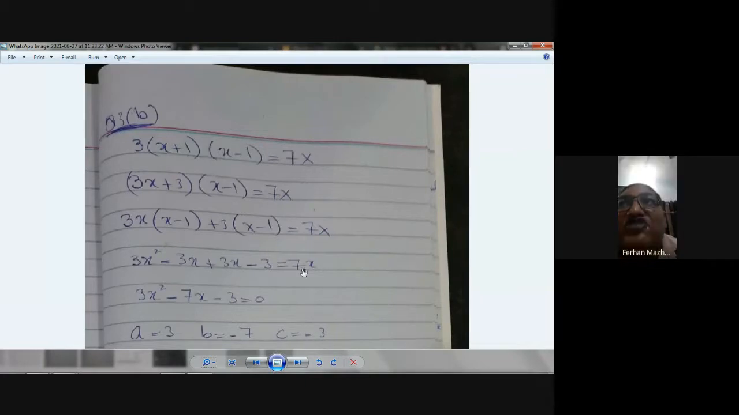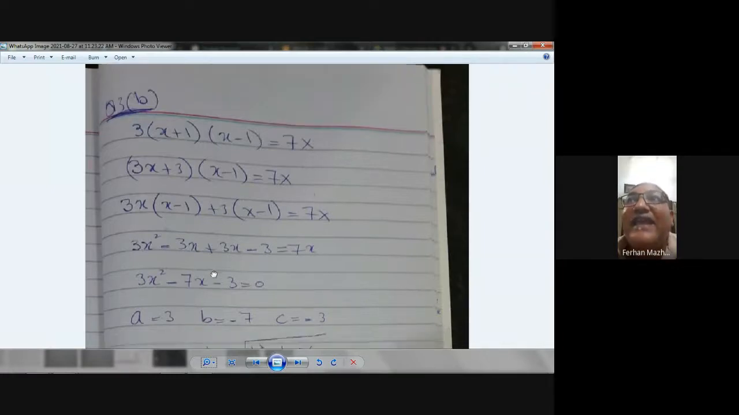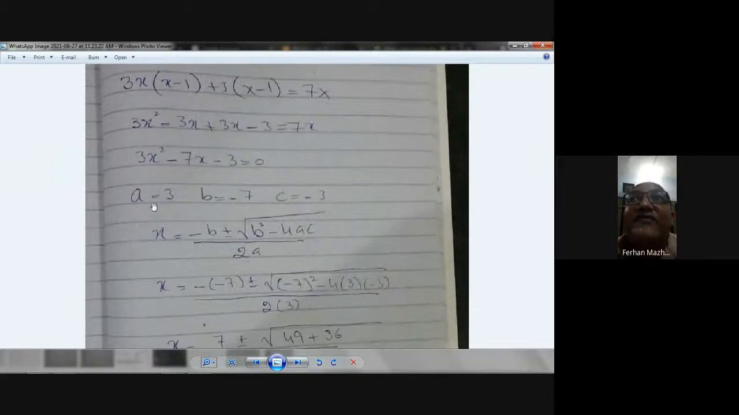Bring this 7x to the left side. Here it is positive 7x; when it comes to the left side, it becomes minus 7x. So this becomes 3x squared minus 7x minus 3 equals 0. This is the standard quadratic form. The coefficient of x squared we call a. So the value of a is 3, the value of b is minus 7, and the value of c is minus 3.